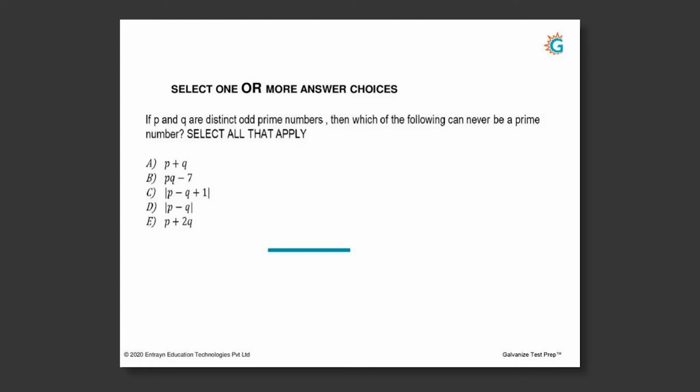Okay, let's see how we tackle this problem. Let's dip in. If you have any doubts, you can always post it in this chat box.